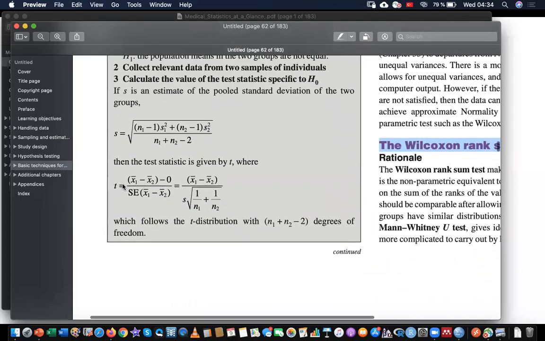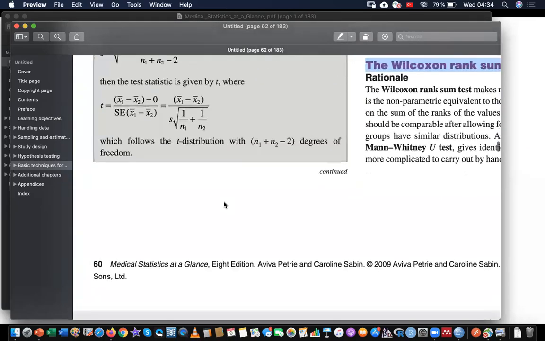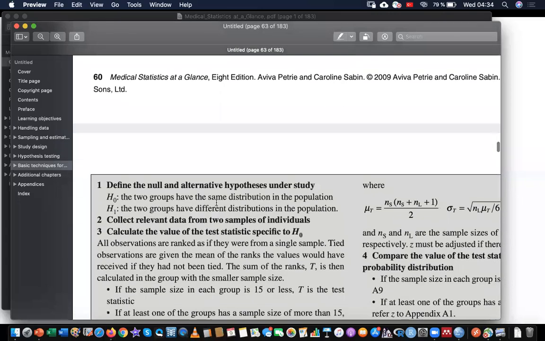Again, the t-value to be calculated here is very similar to the other t-values: the difference between the means, mean 1 minus mean 2, divided by the standard error of the differences. The formula for the standard error of the differences is a little bit different, but again very similar: standard deviation divided by square root of n. Very similar, but not exactly the same.